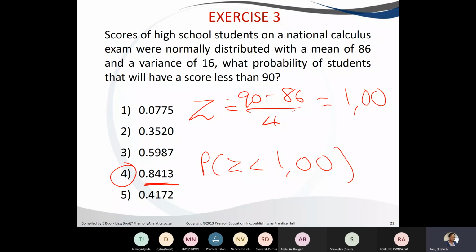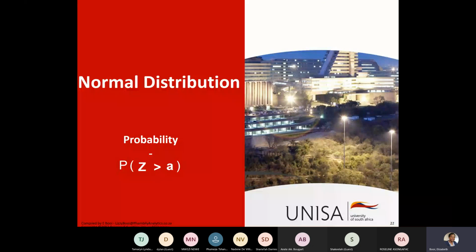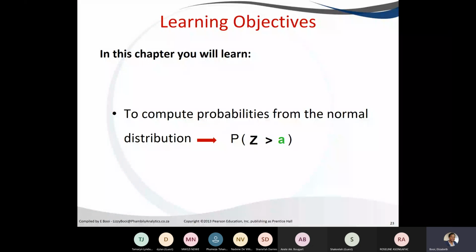then let us move on to how we calculate the probability of a greater than. So far we've been doing the probability of a less than. So how do we then calculate the probability of a greater than? That's what we're going to be doing. We're going to find the probability of Z greater than a value.